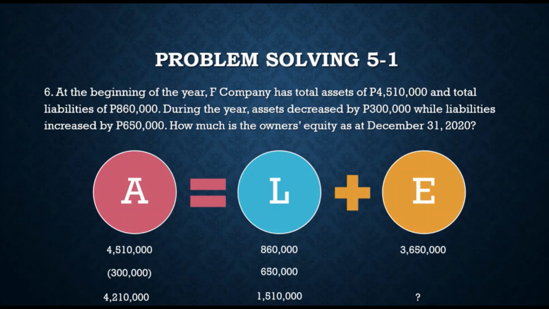So, meron na tayong assets and liabilities at the end of the year. So, 4.21 million minus 1.51 million, ang ating owner's equity at the end of the year ay 2.7 million. So tapos na ang problem solving 5-1. Pumunta naman tayo sa problem solving 5-2.